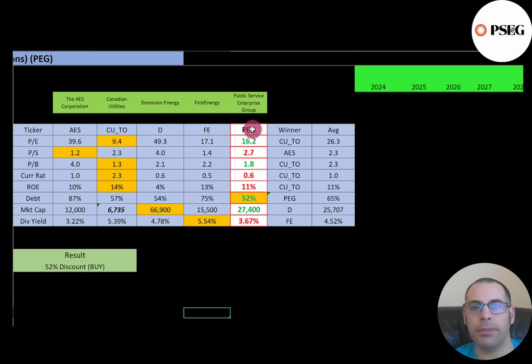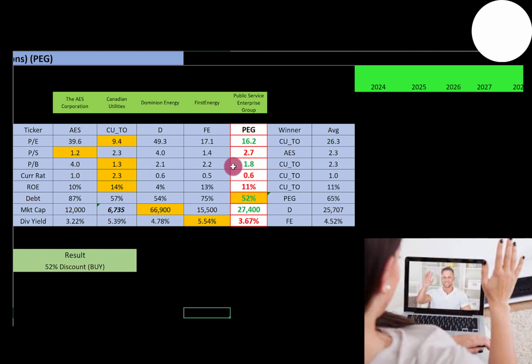And if Public Service has a number in green, they're better than the average. If they have a number in red, they're worse than the average. So they are better in PE, a little worse in price to sales, a little better in price to book, worse in current ratio, about average in ROE. They have the lowest amount of debt of all the companies. They're a little higher than average in market cap, and their dividend yield is lower than average at 3.67%. Average is 4.5%. So to summarize, I have them trading at a 52% discount. Their ratios look decent, and their financials are a bit weak.